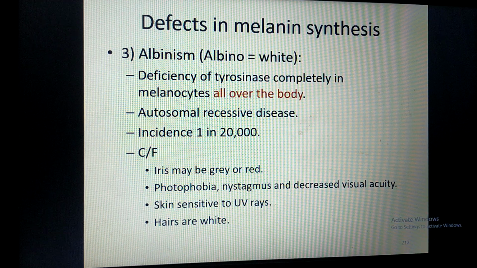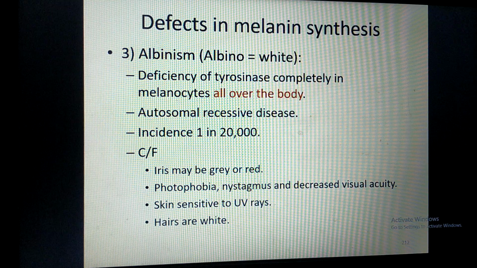Here the clinical features include the iris of the patient becoming grey or red due to deficiency of melanin in the iris. Normal iris is black in color because of the presence of melanin. The next feature is photophobia. As the iris guards the entry of sun rays inside the eye, and the iris contains melanin, due to deficiency of melanin the iris cannot prevent the entry of sun rays into the eye. So in such persons, more sun rays enter into the eye, leading to photophobia.